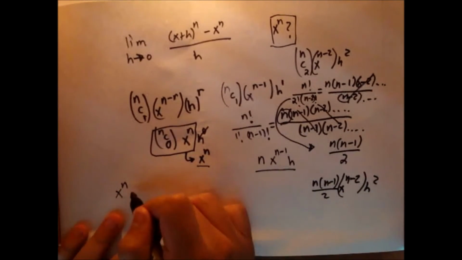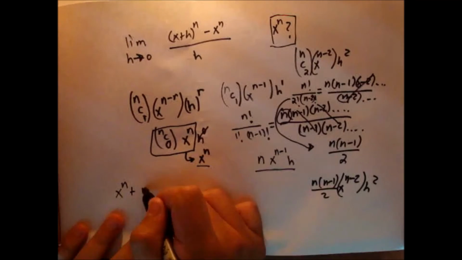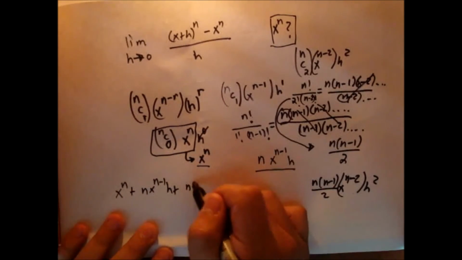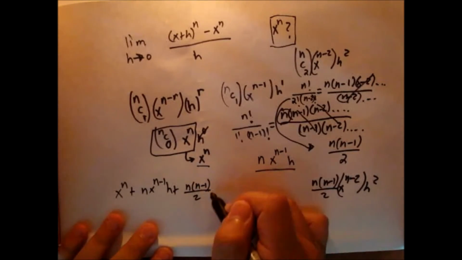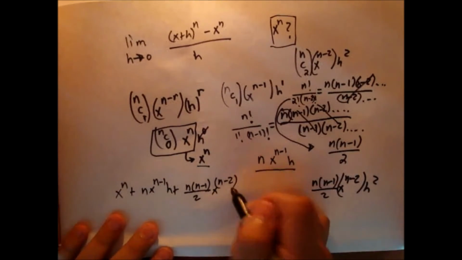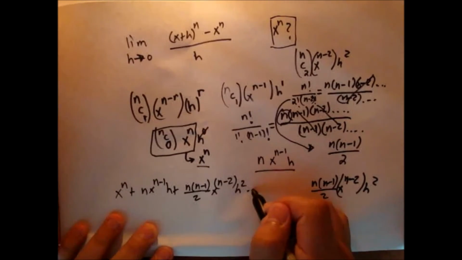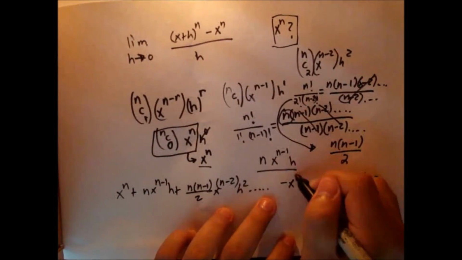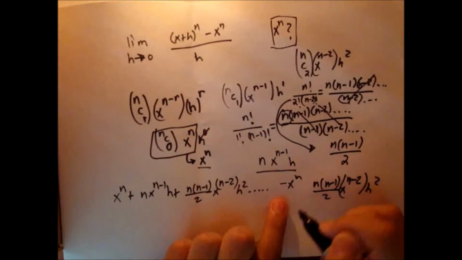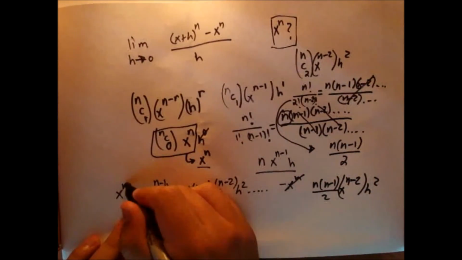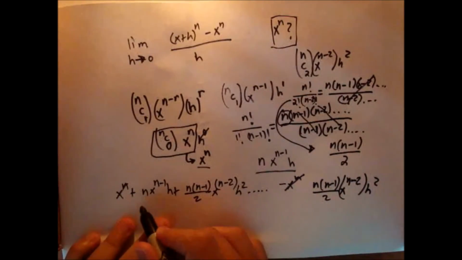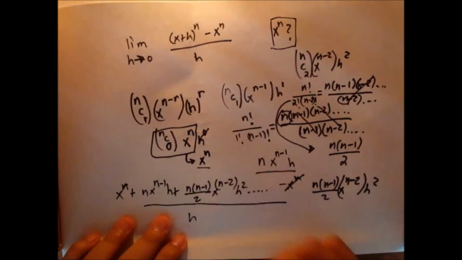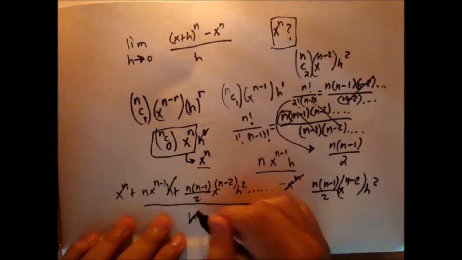Alright, let's get these terms together. We're left with x raised to the n, plus n x to the n minus 1 h, plus n times n minus 1 divided by 2 times x raised to the n minus 2, h squared, so on and so forth. And then you subtract x to the n, remember this? Alright, x to the n will just cancel out. We're left with this, and the whole thing is divided by, remember, h. Well, h cancels out right here.